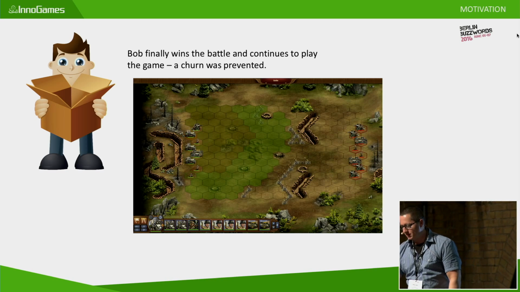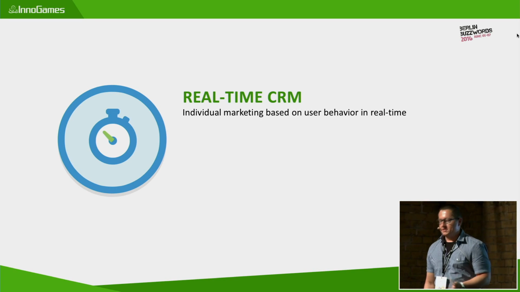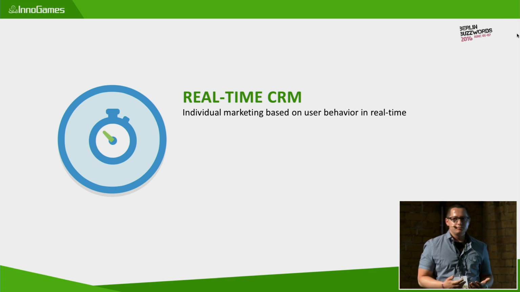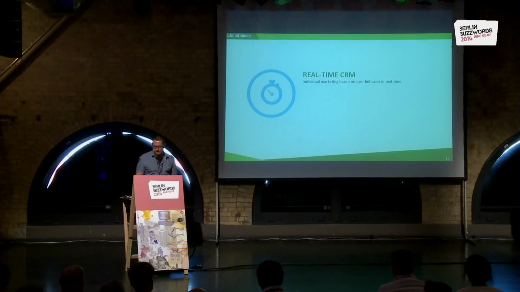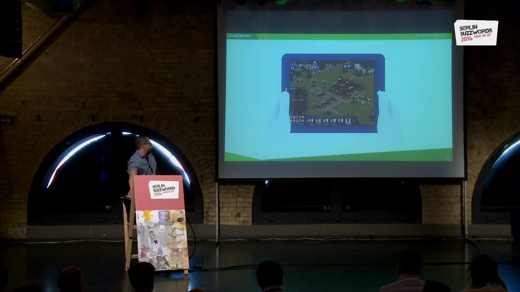And this is the motivation behind the project Real-Time CRM, and that's what I want to show you today. Basically what it is, it's individualized marketing based on user behavior in real time. And what do you need for that? First of all, you need data, of course. At InnoGames, we are mainly tracking so-called events, which basically show the user interaction. That means when you play our game, you interact with the game, and we record those interactions as events. For example, this is Forge of Empires again. And if you now, for example, build a building, then you get a build event.